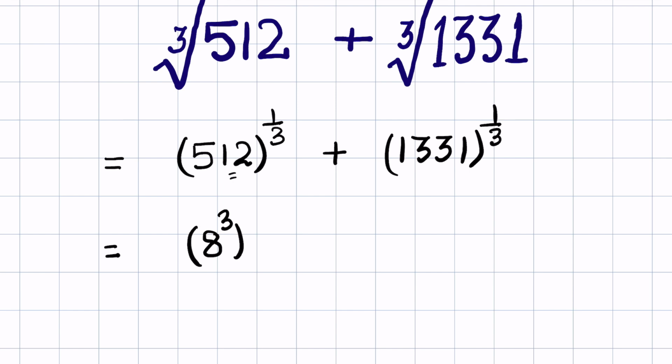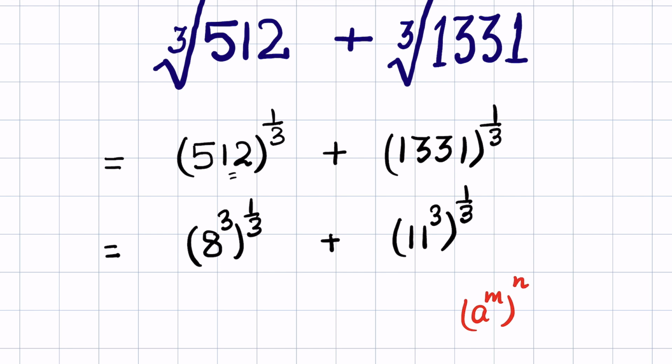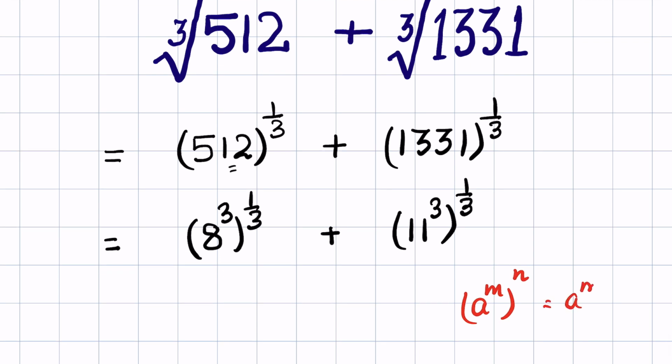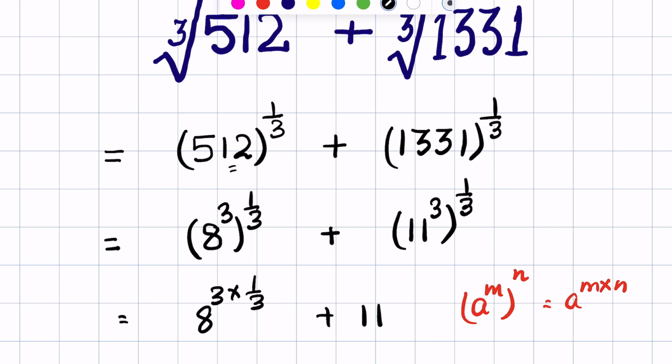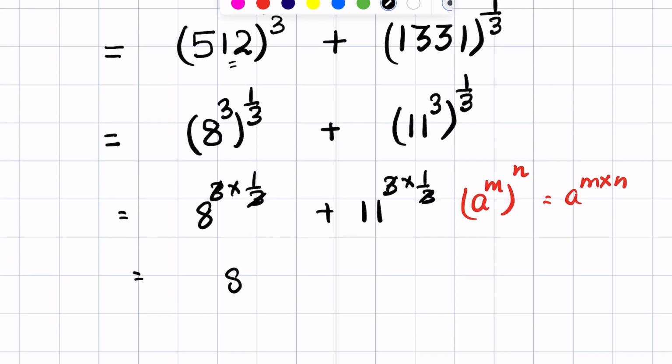Then whole raised to the power of 1 upon 3 plus 1331 as 11 raised to the power of 3, then whole raised to the power of 1 upon 3. Now there is an identity where a raised to the power of m whole raised to the power of n is equal to a raised to the power of m times n. So this is 8 raised to the power of 3 times 1 upon 3 plus 11 raised to the power of 3 times 1 upon 3. So this 3 and this 3 get cancelled. We have here 8 plus 11 equal to 19.